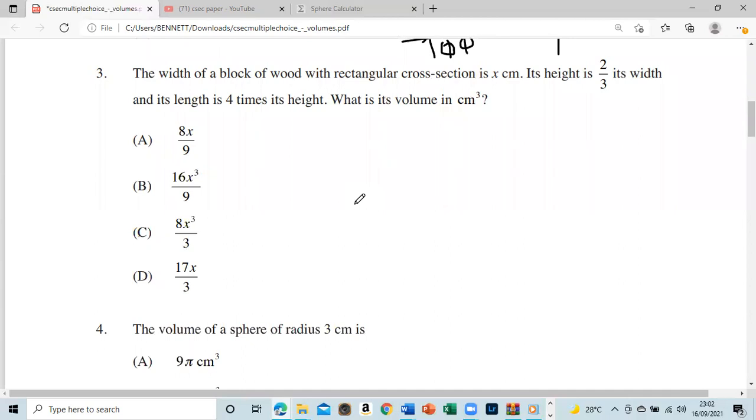All right. The width of a block of wood, with rectangular cross section, is x centimeter. Its height is 2/3 its width, and its length is 4 times its height. What is the volume in centimeter? First of all, let me just chill out. So it's again giving us a rectangular shape.